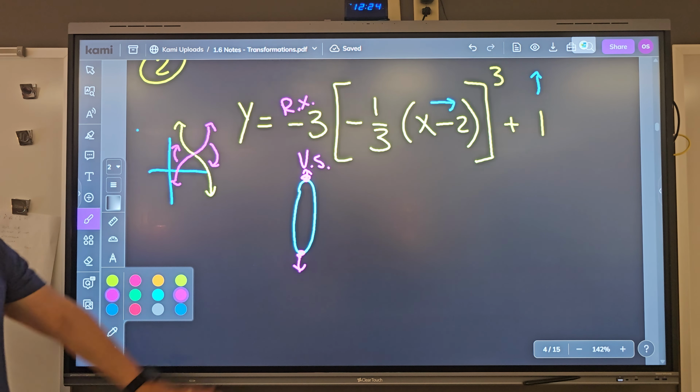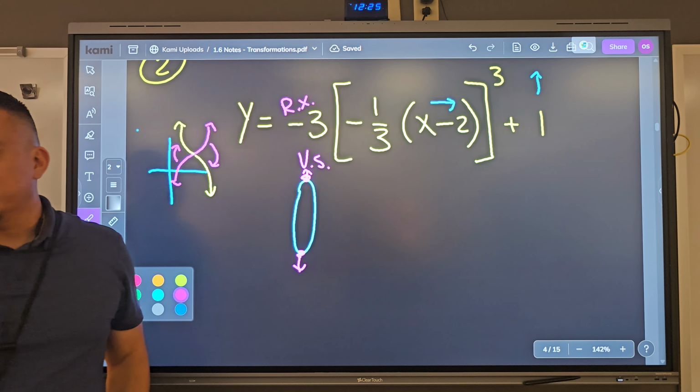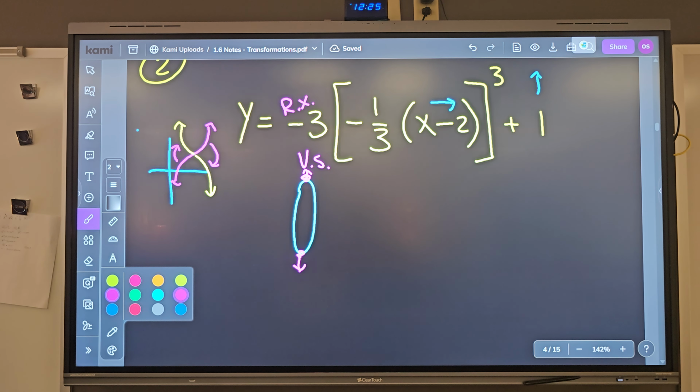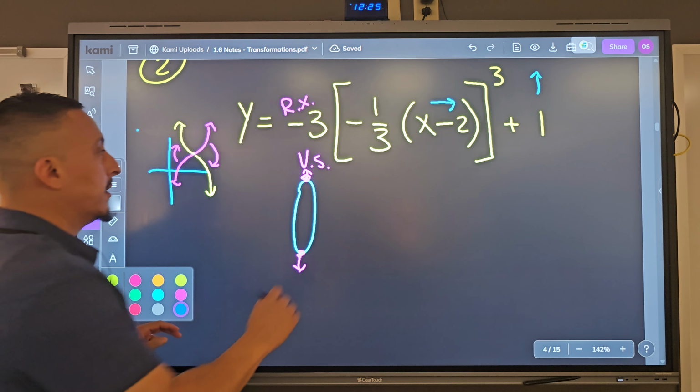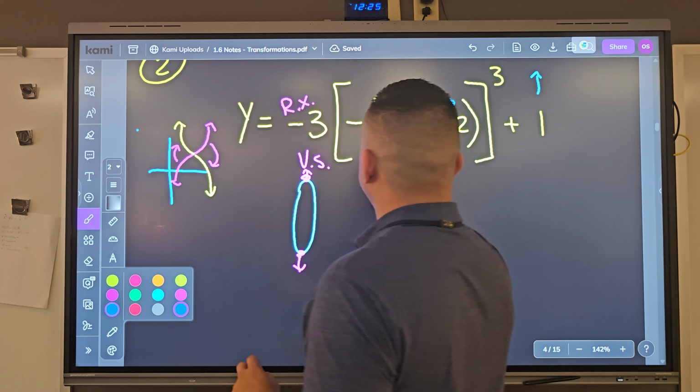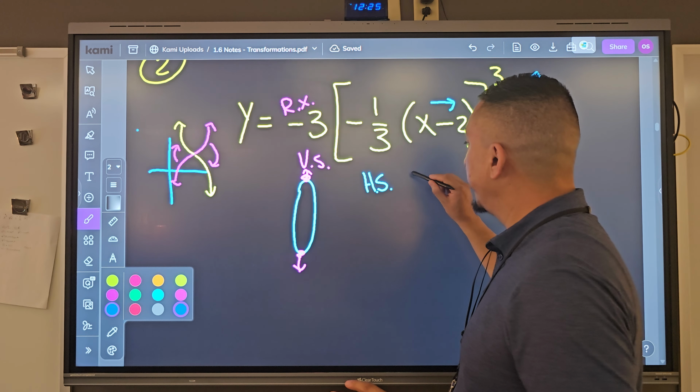Oh no, Camry. What do you want to do? The negative or the 1/3? Okay. Horizontal stretch by a factor of 3.